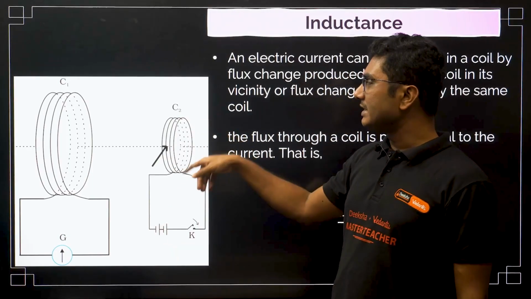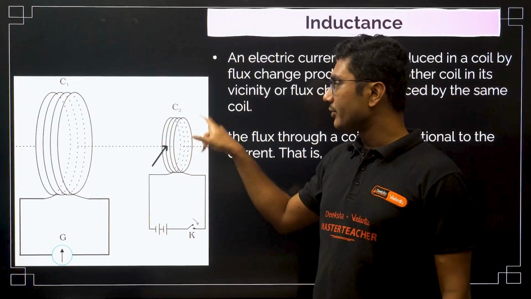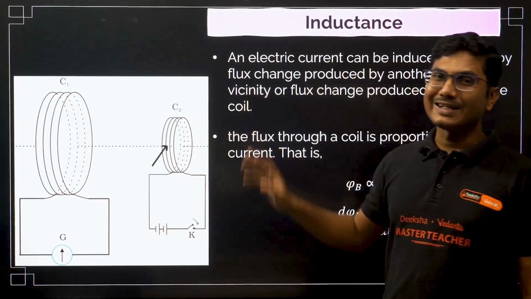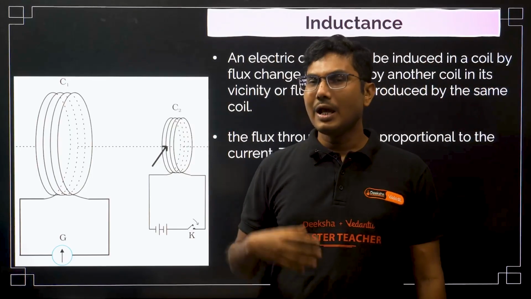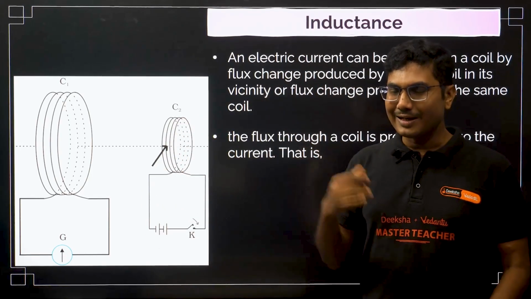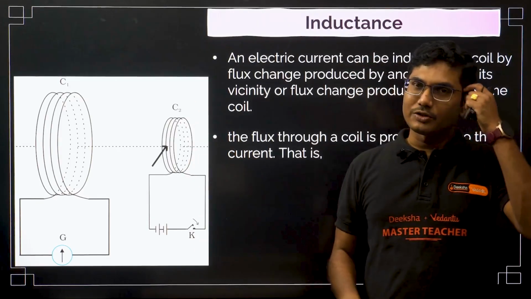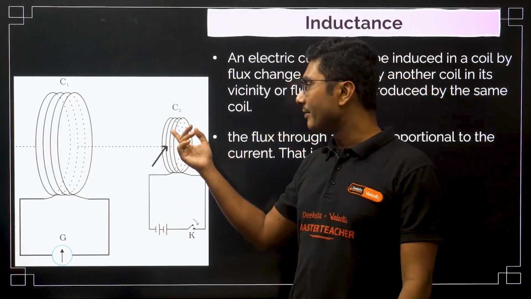Now that means this is a coil which already has an electric current associated with it. If there is an electric current passing through a coil, there will be a magnetic field inside this coil, right? We have learned that in the moving charges and magnetism chapter. So if there is a current passing through this coil, there will be a magnetic field developed over here.